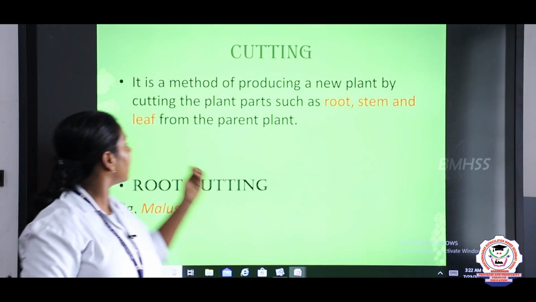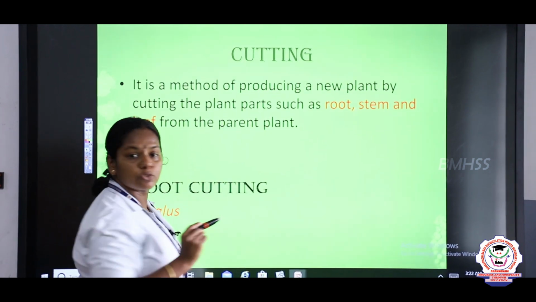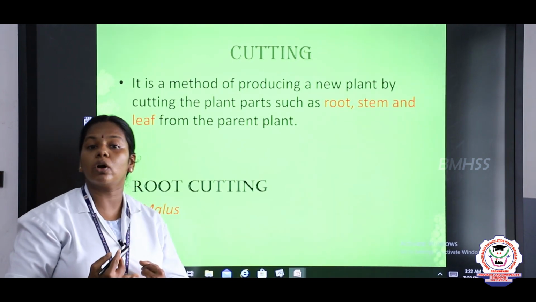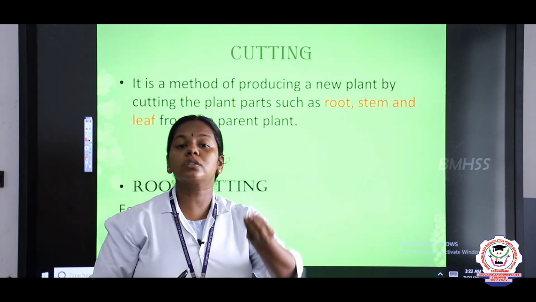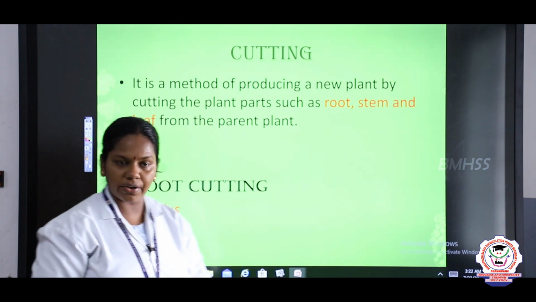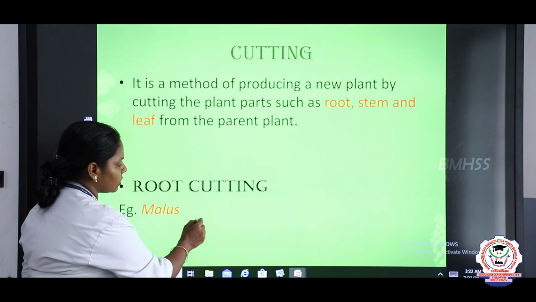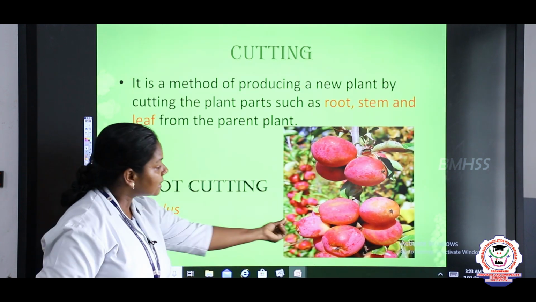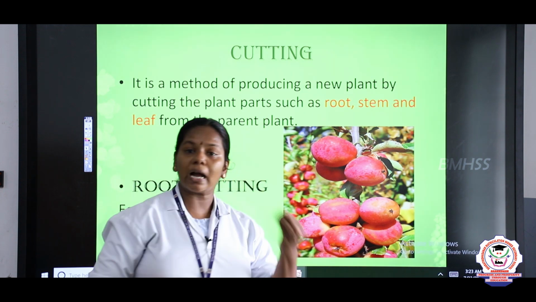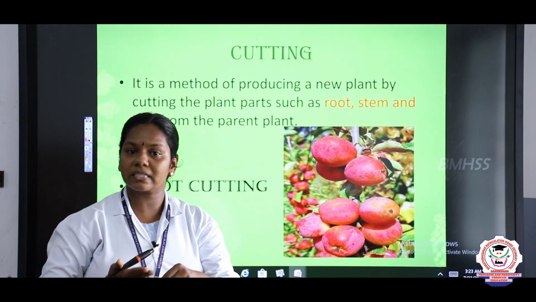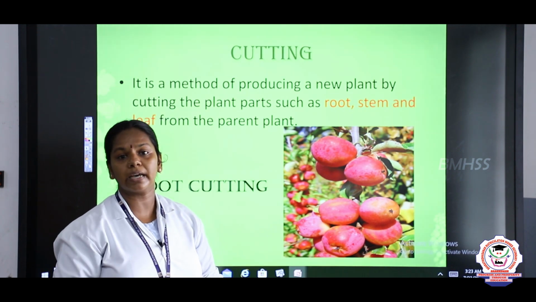Cutting, I told you, is a method by which a new plant is produced by using the root, stem or the leaf. So first we are going to study about the root. The roots are used to produce the next generation. The example for root cutting is malus. What is a malus? Just look at this picture children. The common name of malus is apple plant, right? To propagate many apple plants, the roots of the apple plant are cut and when we place it in the soil, it develops into a new plant.